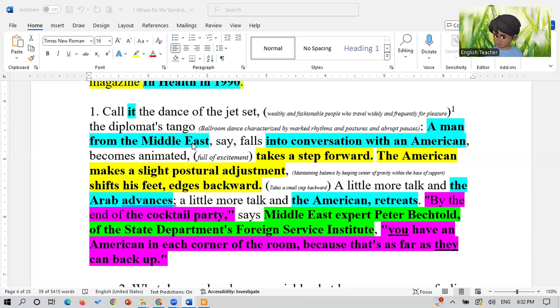Another thing, pay attention that this paragraph is written in present simple tense. See here, a man from the Middle East falls into conversation, takes a step forward. The American makes a slight postural adjustment, edges backward. The Arab advances. The American retreats.